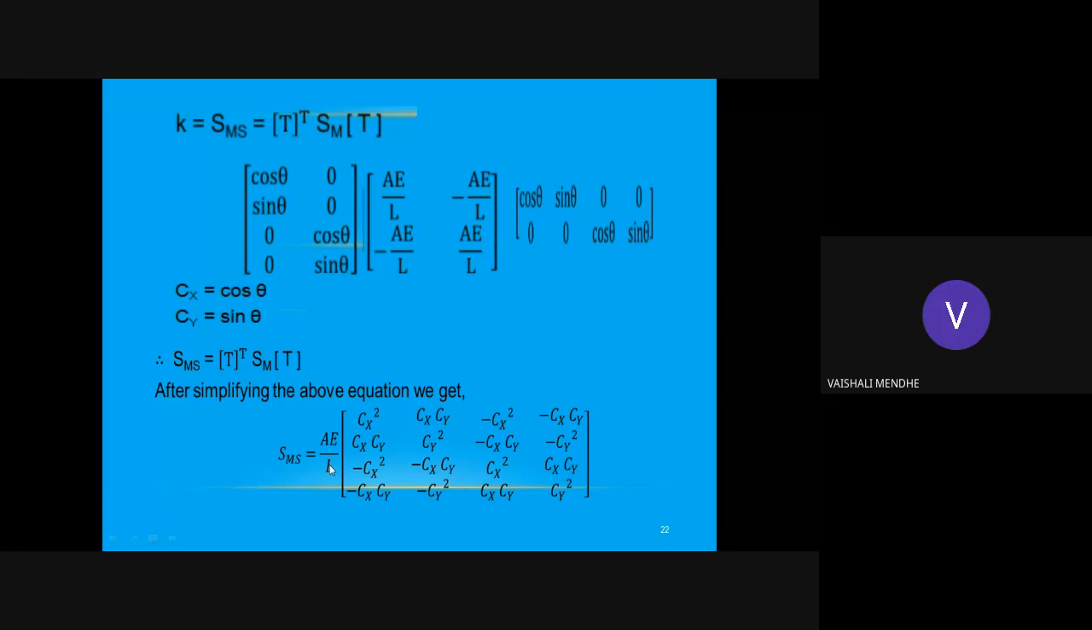How to remember this, I will tell you. What is AE by L? It is the axial stiffness coefficient. So this is the third matrix, SMS, stiffness matrix along structure axis. This is your derivation of SMS. This AE by L, minus AE by L is your SM matrix, stiffness matrix along member axis. And this cos theta, sin theta, 0, 0 is your transformation matrix. We have seen these three derivations. Based on this we will have to take the problem. Okay, understood?